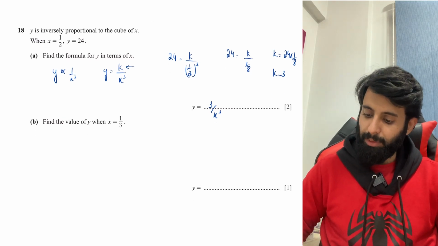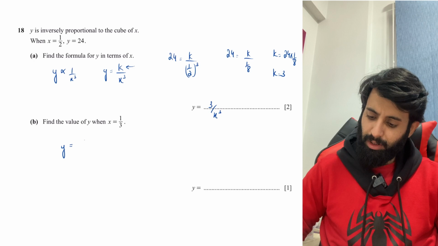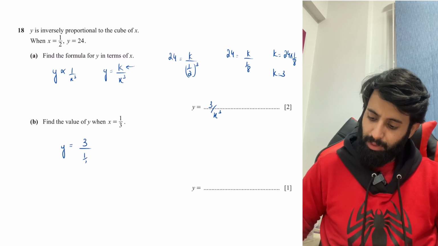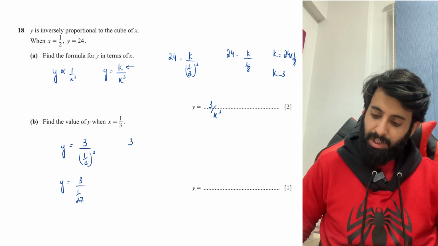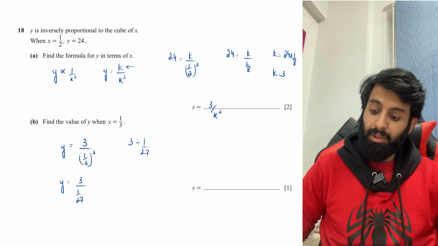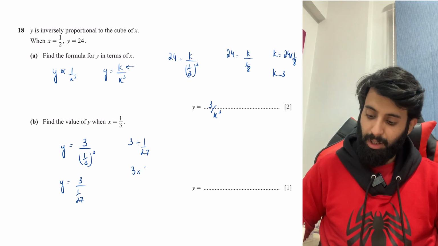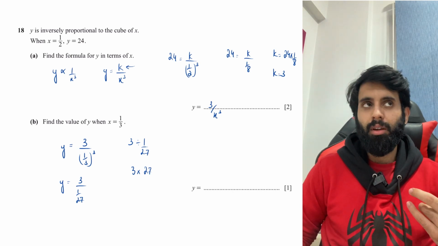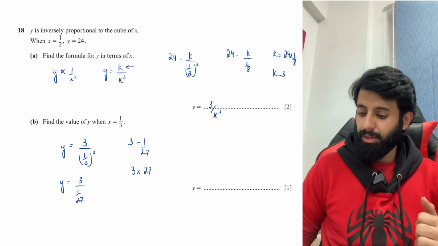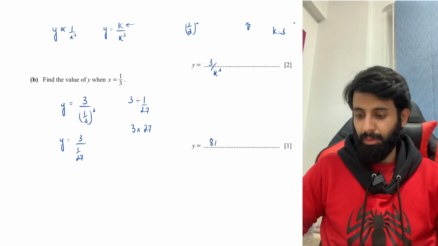Then it says find the value of y when x is 3. So this shouldn't be too difficult. So we have 3 as it is, and then 1 over 3, the whole thing cubed. So we're looking at y is equal to 3 over 27, which basically means 3 divided by 1 upon 27, which means 3 multiplied by 27, which is 81. Yep, that's the correct answer.